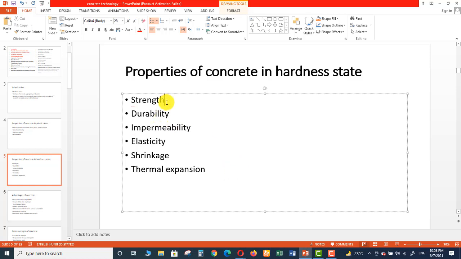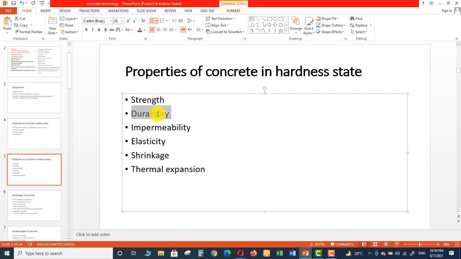So what actually is strength? Strength of concrete is defined as the resistance of hardened concrete to rupture under different loading, and is accordingly designated in different ways, like tensile strength, compressive strength, and flexural strength. So a good quality concrete in hardened state must possess the desired crushing strength. So this is the first property.